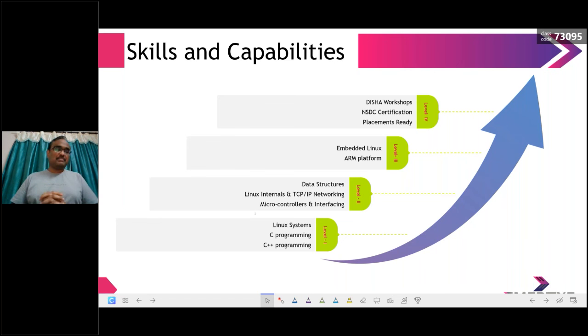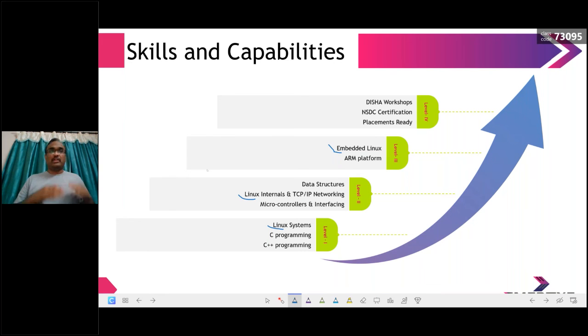Again, you learn Linux at 3 levels. You will be learning Linux systems to start with, then Linux internals second, and then embedded Linux. So you'll be learning Linux at 3 levels, which will give you real in-depth coverage of the operating system knowledge an embedded systems engineer should have. This is point number 1.